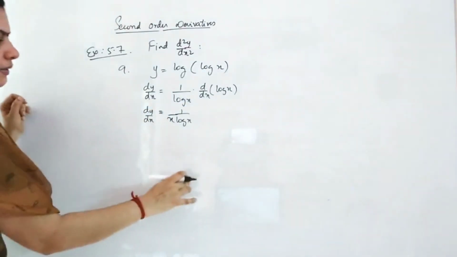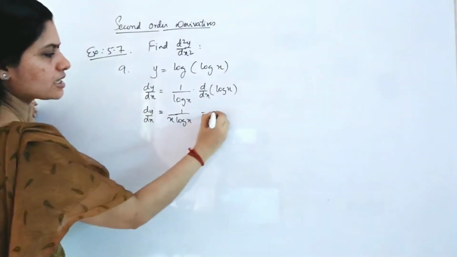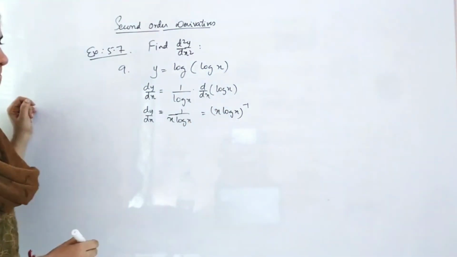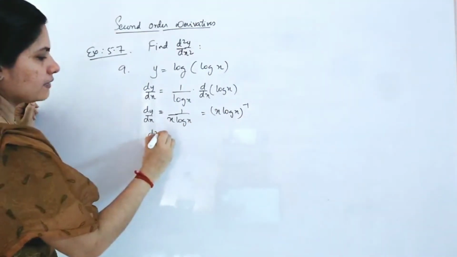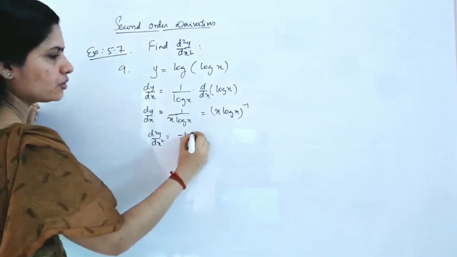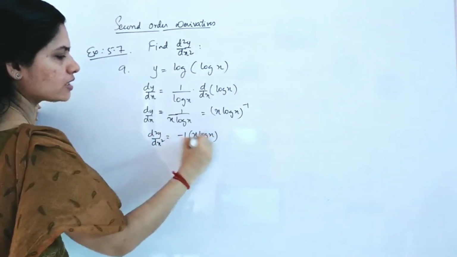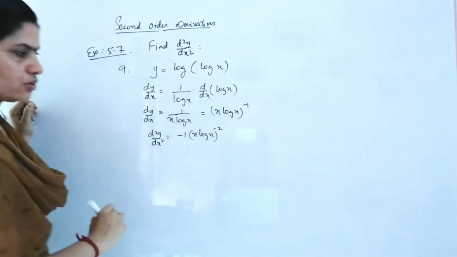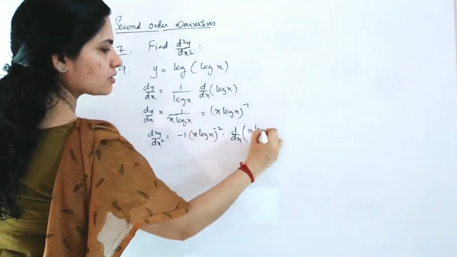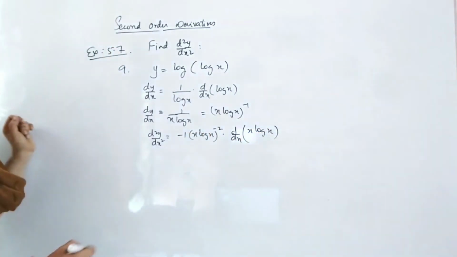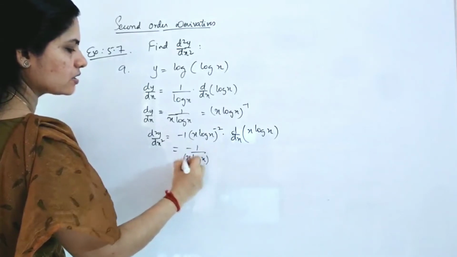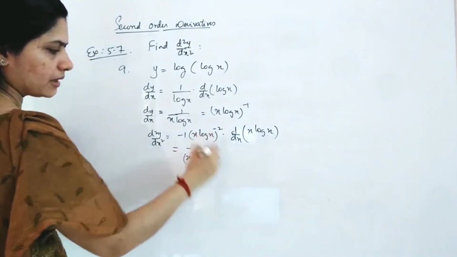Clear? Now again, in this case also you just consider this as x log x the whole raised to minus 1. So your second derivative d square y by dx square will be minus 1 into x log x the whole raised to minus 2 into the derivative of that term, x log x. So you have to write the derivative of x log x also. So this will become minus 1 by x log x the whole square while coming to the denominator.